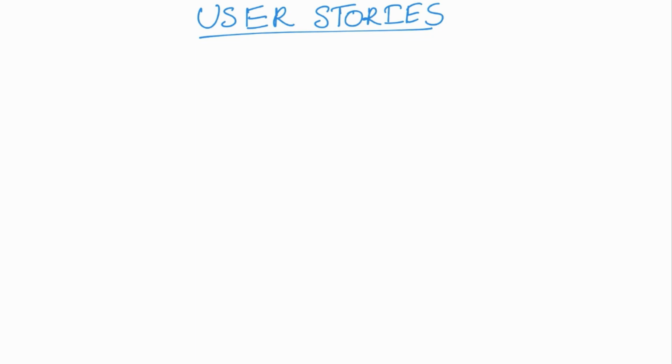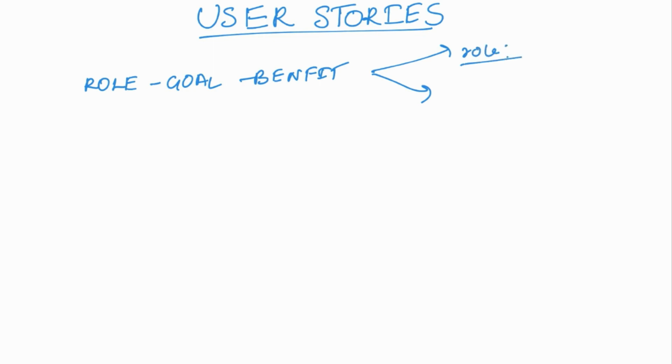So the first thing is going to be a role, goal, benefit. What does role, goal, benefit actually mean? It means we have a role for this system. For example, if you have a requirement, let's say we want to build a feature which allows users to post images on this app. What's the goal of the requirement? It's going to be posting images on the app.